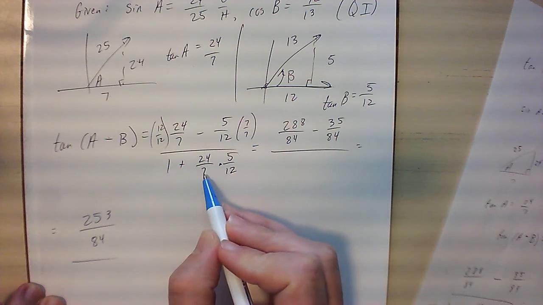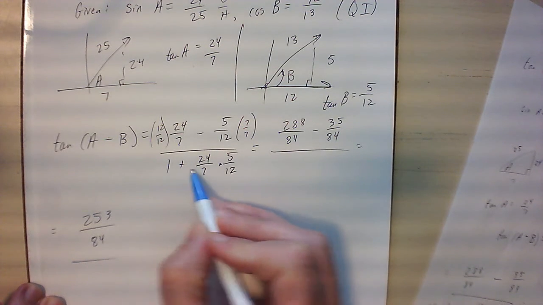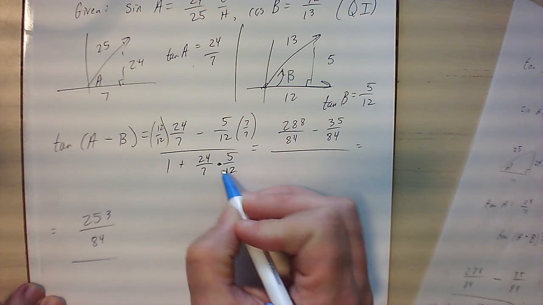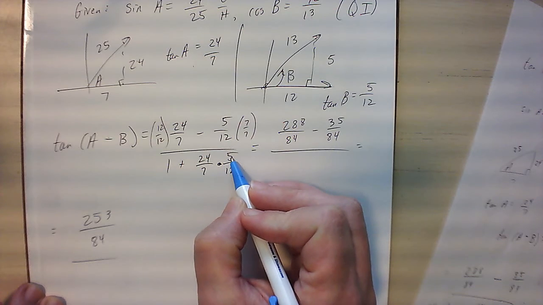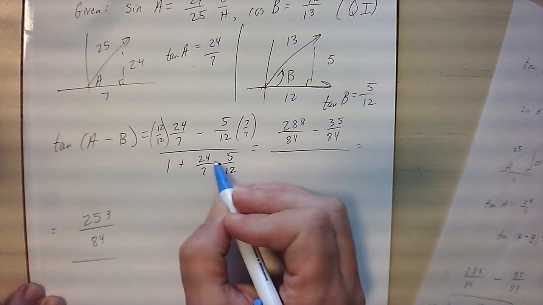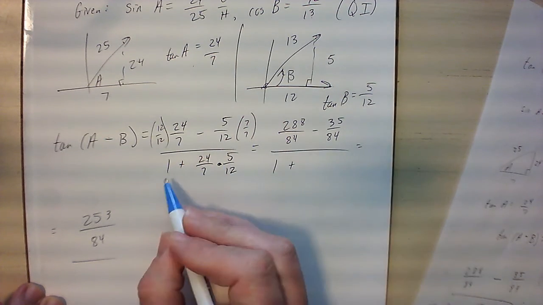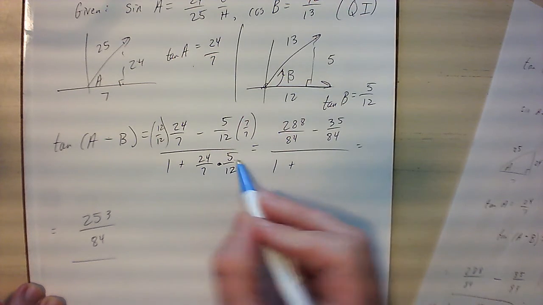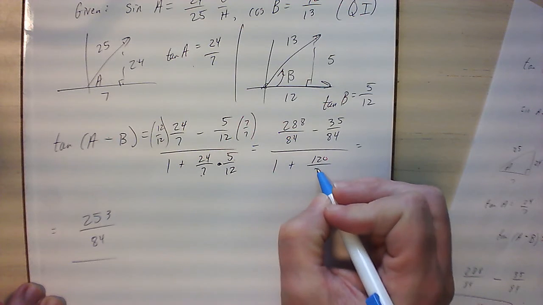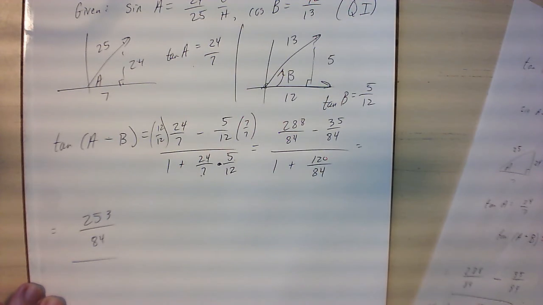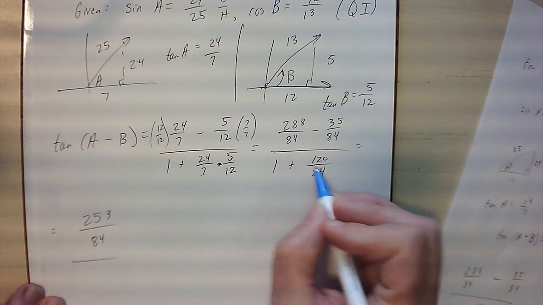Now we're going to do the same thing in the bottom. Before I add these, of course, we need to multiply first. So we need to take the products. So 24 times the 5 is going to give us 120. I'm just leaving this one alone, right? 1 plus, that gives me 120. 7 times 12 gives me 84. Okay, almost there now. I just need to add these two together.